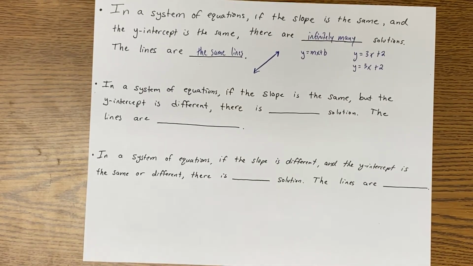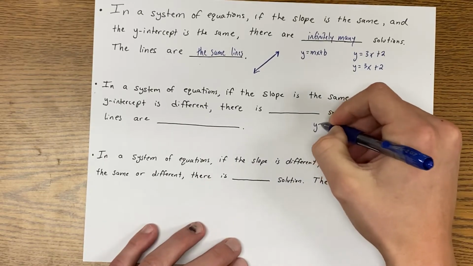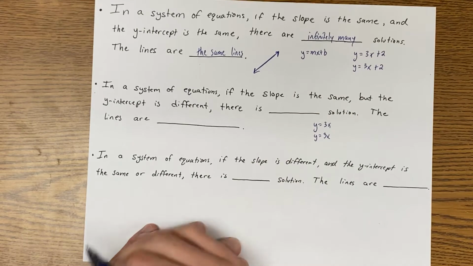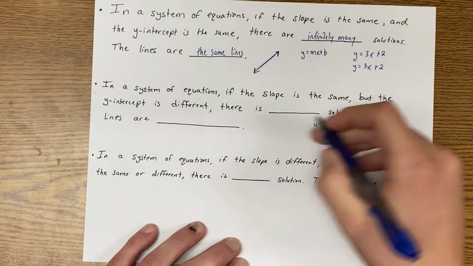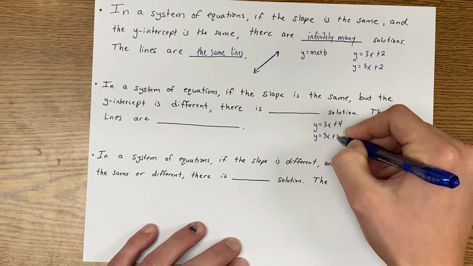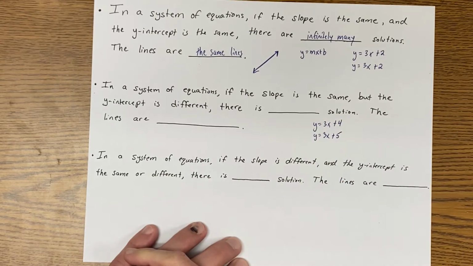Next one says, in a system of equations, if the slope is the same, but the y-intercept is different, there is blank solution, the lines are blank. Okay, so once again, it tells us the slope is the same, so let's use 3 again as our slope. y equals 3x. But the difference here says the y-intercepts are different. So let's say one is 4 and one is 5.